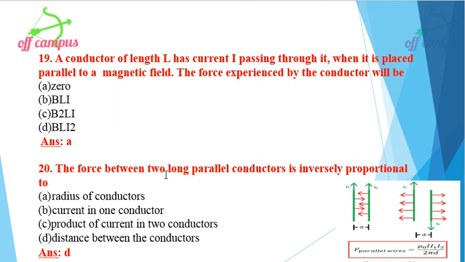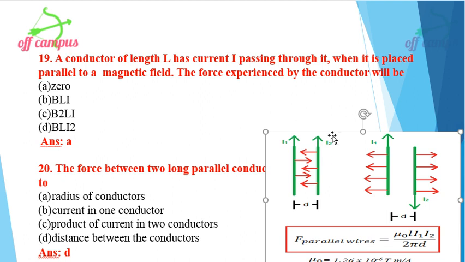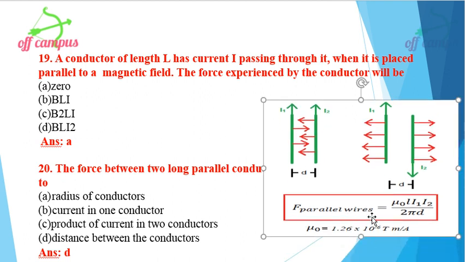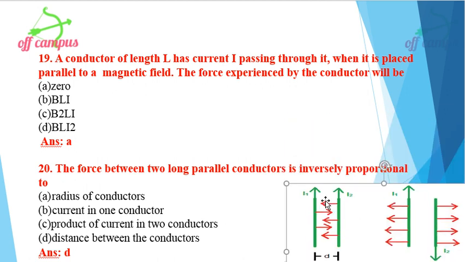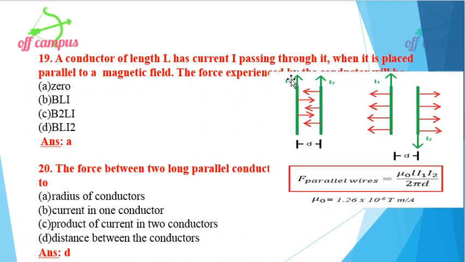Okay. Then the force between two long parallel conductors is inversely proportional to what? So we know the formula for force: F equals mu naught L I1 I2 divided by 2 pi d. It is inversely proportional, so force is inversely proportional to the distance, which is in the denominator. So the distance between the conductors is the right answer. Option D is the right option.